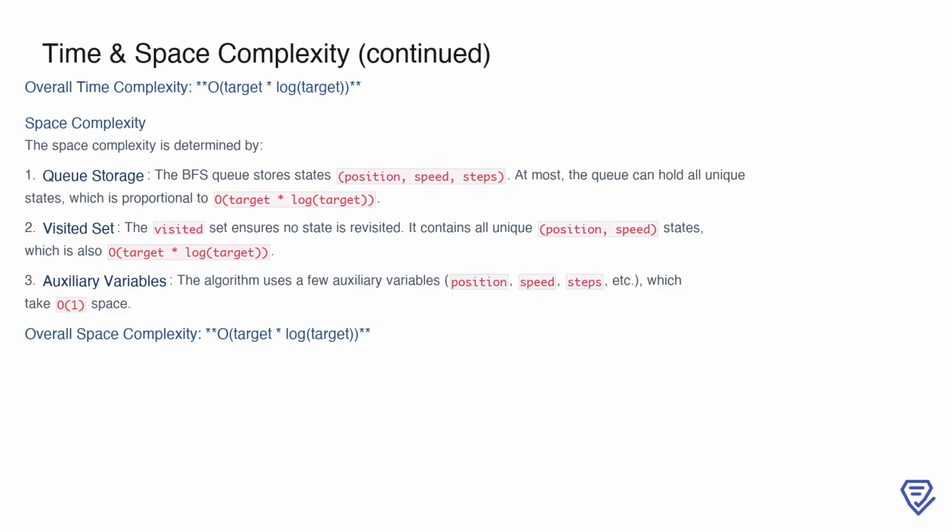In addition to these, the algorithm uses a constant amount of auxiliary space for variables like position, speed, and steps, which is negligible and considered O(1). Therefore, the overall space complexity of the algorithm is O(target times log target), aligning with the time complexity.